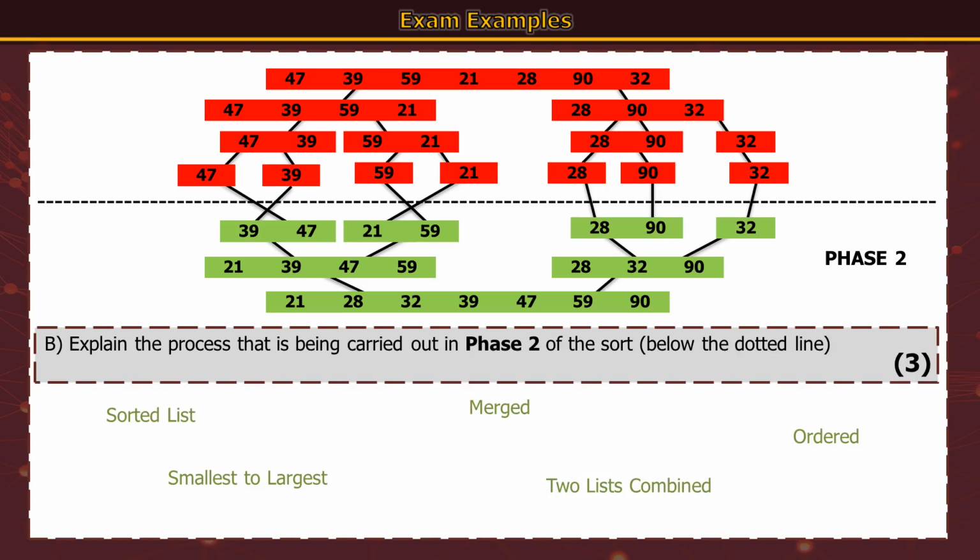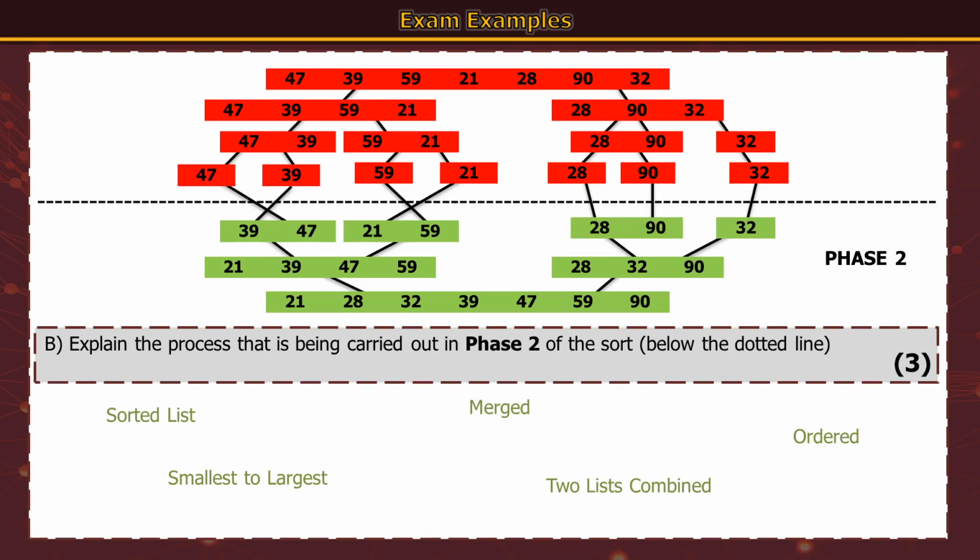Moving forward to the next one then. Explain the process that is being carried out in phase 2 of the sort below the dotted line. Now remember, phase 2 is the phase basically where we rebuild the data in order. Again, I've put some keywords here to help you out. I've got sorted list, merged, smallest to largest, 2 lists combined and ordered. Can you use those, making sure you have 3 key points to get 3 marks?